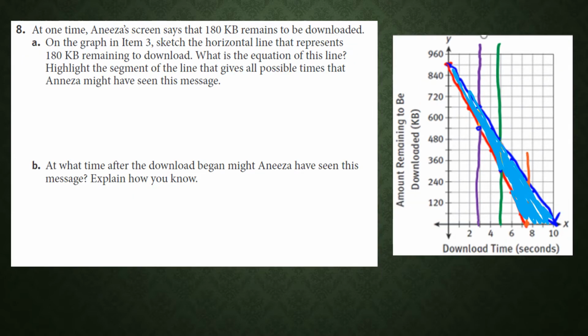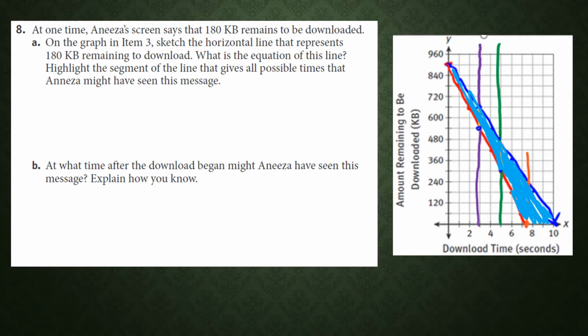Whew, this graph in item 3 is getting pretty full. At one time, Anisa's screen says that 180 kilobytes remains to be downloaded. All right, so that's her range. That's something on the y-axis. On our graph in item 3, we're going to now sketch the horizontal line that represents 180 kilobytes remaining to download. Well, that would look like this line. Let's see, 180. So that would be right here.